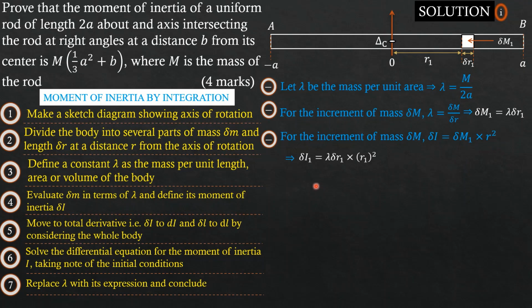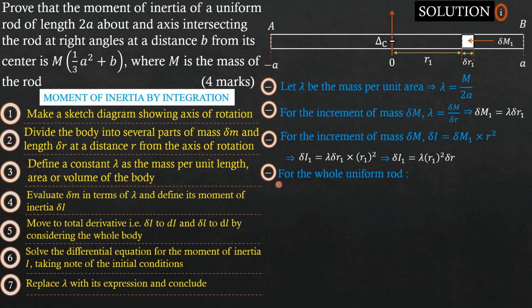Now what do we need to replace delta m1 with? It is lambda delta r1. That's it, because delta m1 is lambda delta r1 times r1 squared. So I actually place the r1 there. So from there we can write it as lambda r1 squared delta r.